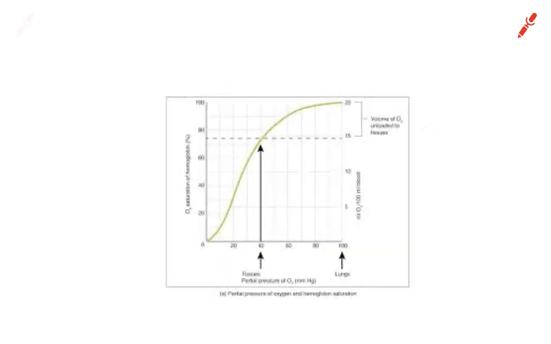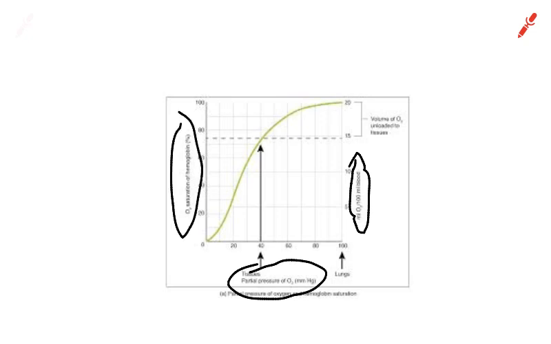Now let's get to something called the Bohr effect. What this graph is showing is partial pressure on the bottom and percent saturation on the side. Now, blood is loaded with hemoglobin. Hemoglobin holds oxygen. Hemoglobin is this little guy. When he holds oxygen, he's happy. He has a bunch of oxygen. And the percent saturation is how saturated he is with oxygen.